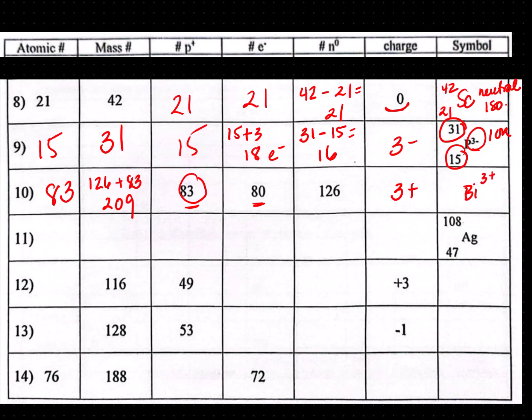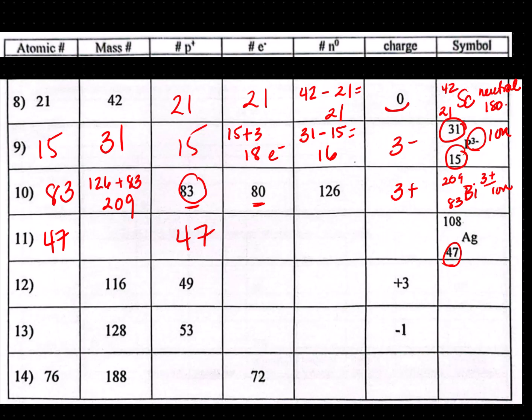Charge of 3 plus, mass number of 209, atomic number of 83. This is an ion because its charge is 3 plus. So next one is silver. It has an atomic number of 47 given to you, or you could look it up because you know the element. This gives the number of protons, which is also 47.